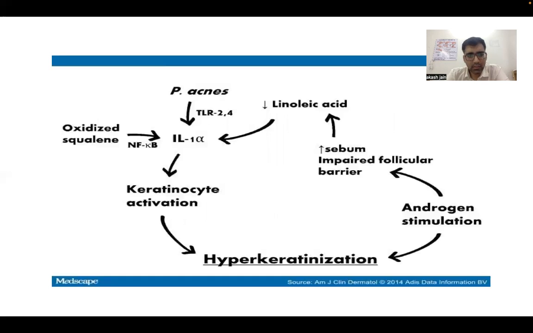Now this is the chart which shows the various pathogenic features responsible for acne. Oxidized squalene will increase interleukin 1. P. acnes will also increase interleukin 1, which will cause keratinocyte activation and hyperproliferation, resulting in hyperkeratinization. And this all gets stimulated by androgens.